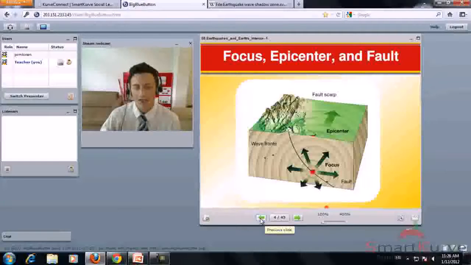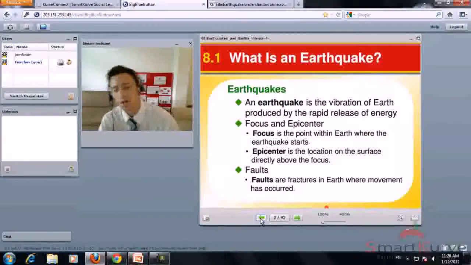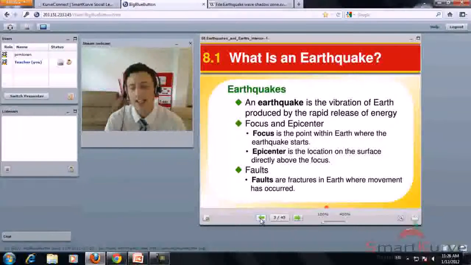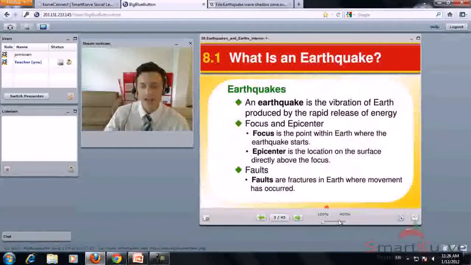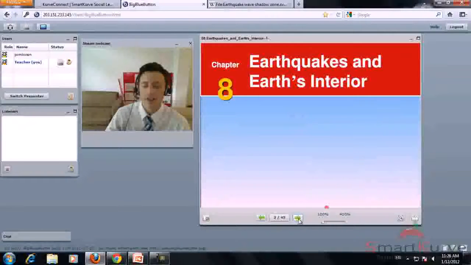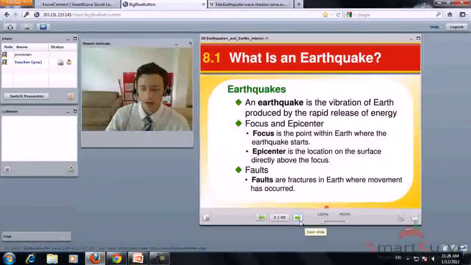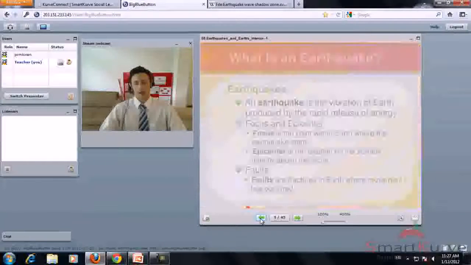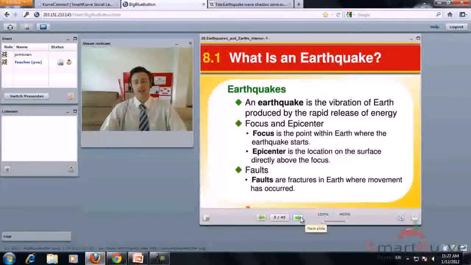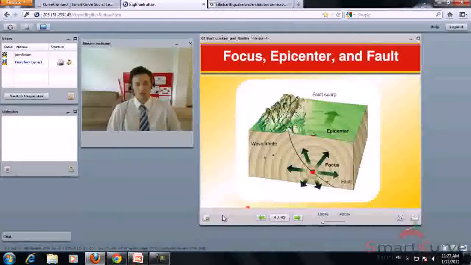If you want to look on slide 4 of the presentation, you can see the focus is the point within the Earth where the earthquake starts. That's that red dot deep down in the Earth with all of the green arrows coming out. The epicenter is the location on Earth's surface directly above the focus. All right? And the other term we're going to look at today, fault. Those are the fractures in the Earth where the movement has occurred.